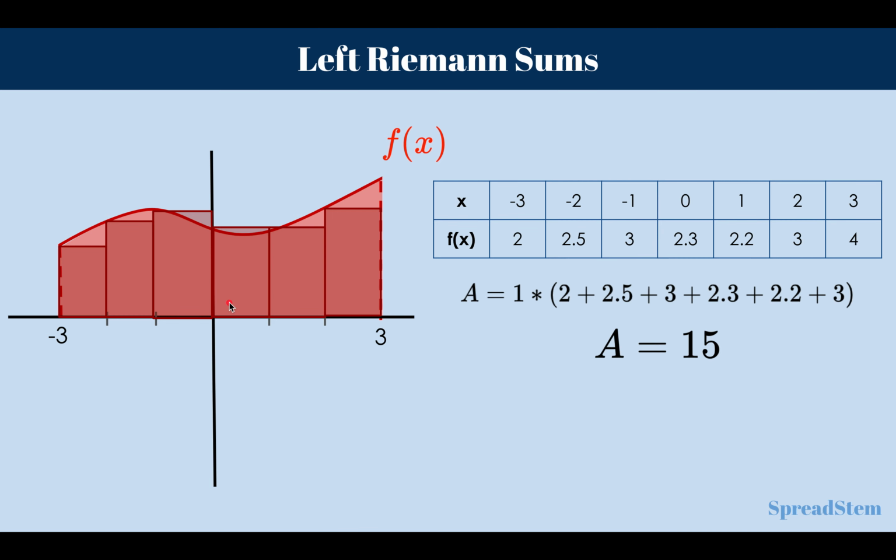Now it's clear that this isn't a perfect representation because there's some parts where the rectangle is under the curve and some parts where the rectangle is over the curve. But this is the method of left Riemann sums, which is a way of approximating this area.